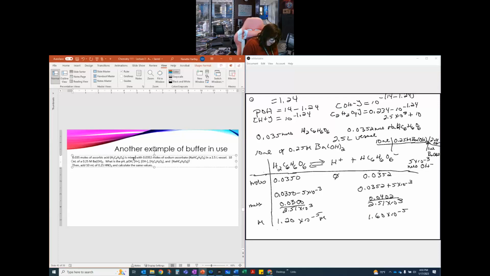And I know that pH equals pKa plus the log of the base, which is that 1.60 times 10 to the minus fifth, over the acid, 1.20 times 10 to the minus fifth. Okay, and my pKa is going to be given, where is my Ka? Do I have a Ka? I did not get Ka, so hopefully it's in this table. So ascorbic acid has a Ka of 8.0 times 10 to the minus fifth.